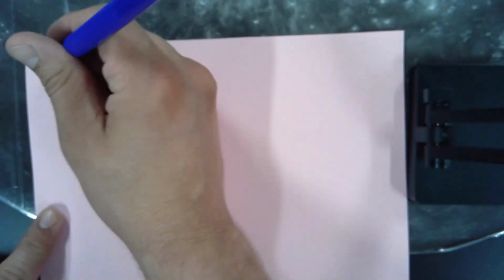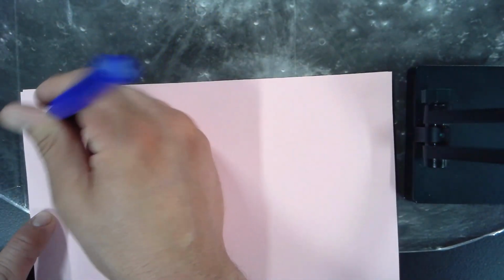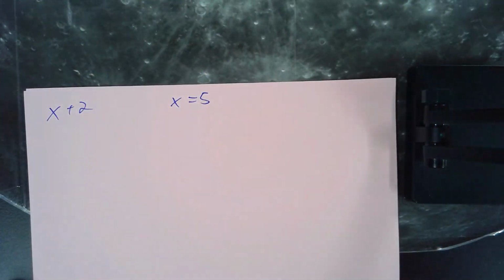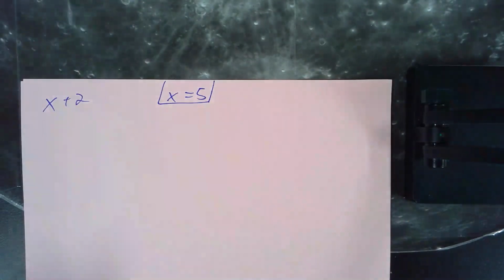So we're going to start talking about equations today. Equations is really a lot of the stuff you've been doing, but now we're adding an equal sign. And you've probably seen me use an equal sign before. Like if I gave you an expression like x plus 2 and I say x equals 5. So over here, this is what's considered an equation. An equation is anything with an equal sign.